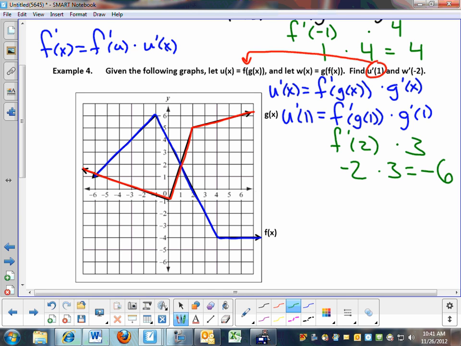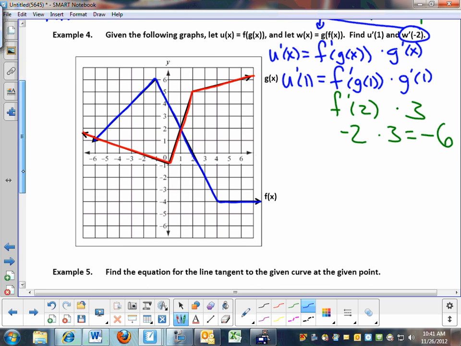So let's switch it now, okay? You guys found that one, and we'll walk through it again. Just same type of process. Now we're going to do w prime of negative 2, and we're going to plug that in for this spot right here.